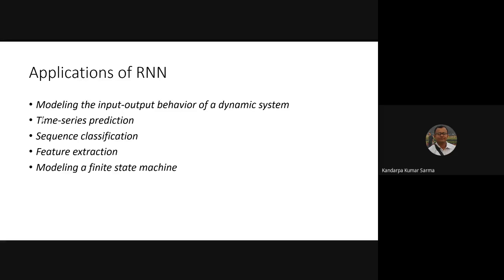Now we will find out where the RNN is used more prominently or more frequently. The most common thing is that you can use the RNN for the IO behavior of a dynamic system. Then you can use it for time series prediction, sequence classification, feature extraction, and modeling a finite state machine.